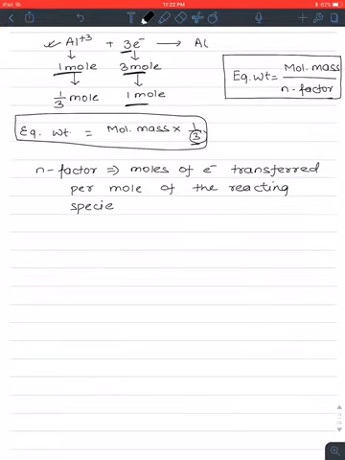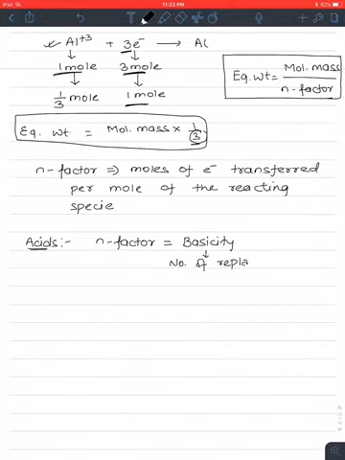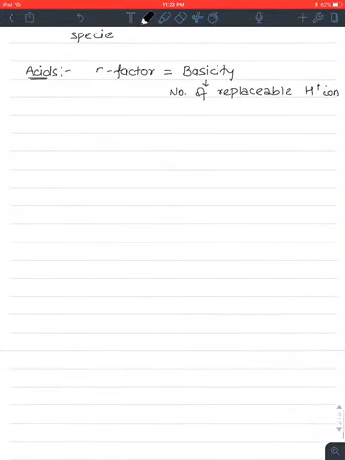Now we can also define N factor for different species, like acids. For acids, N factor is equal to their basicity. Now what is basicity? Basicity is the number of replaceable H plus ions. Just for example, if I'm talking about HCl, in HCl only one replaceable H plus ion is there, so its N factor is 1.